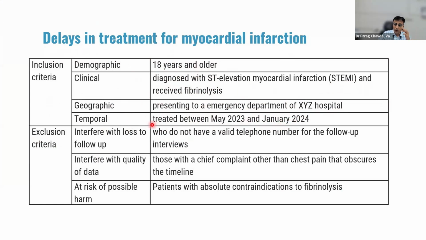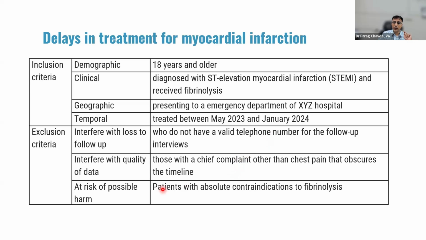Now, among those people, I will be excluding anyone who interferes with follow-up, so people who do not have a valid telephone number. Say, for example, you intended to take retrospective data and collect information on time of symptom onset and time of arrival at the hospital through telephone calls. If the patient's telephone number is not there or is incorrect, you will exclude those people, or it interferes with the quality of the data. Also excluded are those with a chief complaint other than chest pain as the first symptom to appear, which would make pointing out the symptom onset difficult because the patient did not start with chest pain as the primary symptom, right?